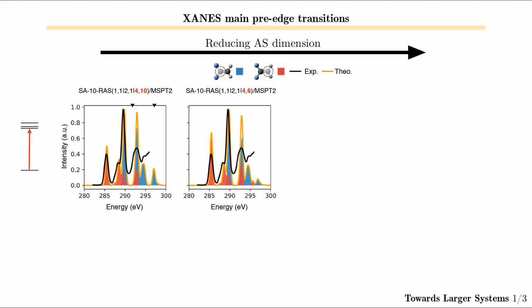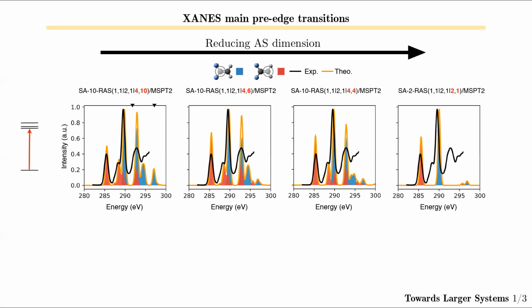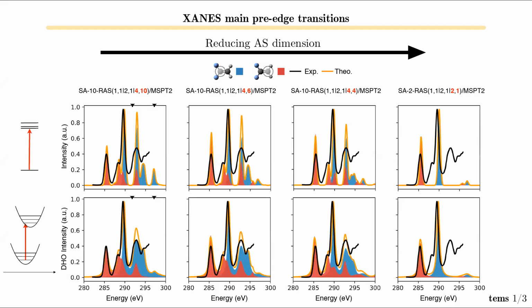Here I'm reducing the number of virtual orbitals: from 10 orbitals in the first step, in the second step there are 6 orbitals, in the third step there are 4 orbitals, and in the last step there is just the pi star orbital. Very interestingly, the most relevant pre-edge transitions are well reproduced with just a very minimal active space. This is related to the nature of the transitions we consider, which are mostly single configurational. So typically having the single configuration with the core orbital and the arrival orbital is enough to describe them very well. And if we add the vibronic coupling, you see the intensities that were not that good improved.